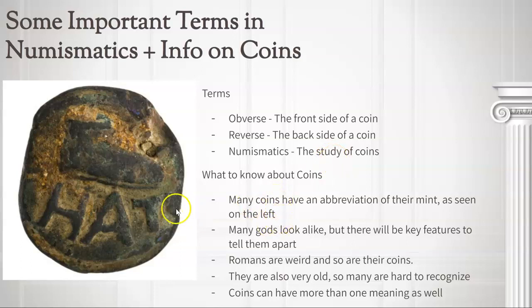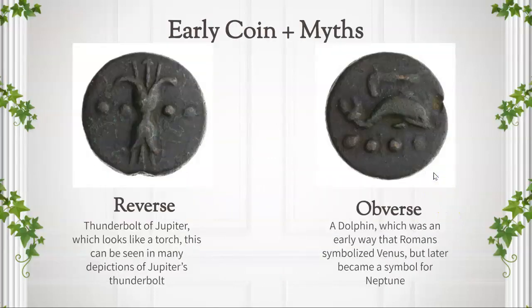A few things to know about coins is that many of them will have an abbreviation of the mint, as you can see here. HAT stands for Hatrii, which is a mint in the Roman Empire. Many of the gods will look alike, but there are some features that you'll be able to tell them apart by. The Romans are weird, so are their coins. A lot of them are old and hard to recognize, and they'll have more than one meaning depending on who is handling the coin. We'll start with some early coins and myths.